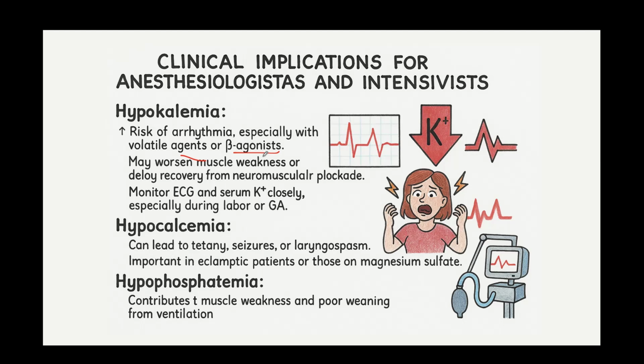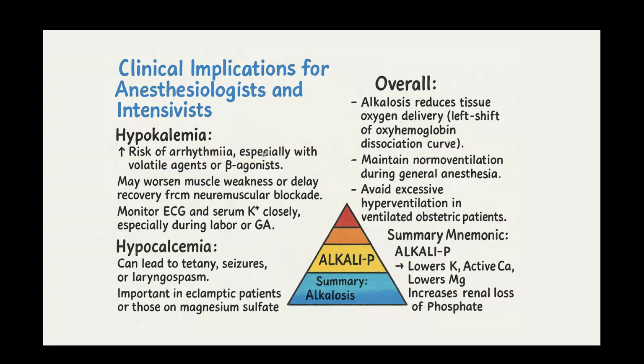So it's very important in eclamptic patients because we have to remember that magnesium antagonizes calcium, and calcium antagonizes magnesium. So there is a high potential of laryngospasm if the patient is eclamptic. Hypophosphatemia contributes to muscle weakness and poor weaning from ventilation in ICUs. So, overall, alkalosis reduces tissue oxygen delivery.